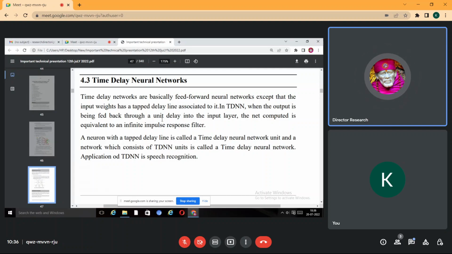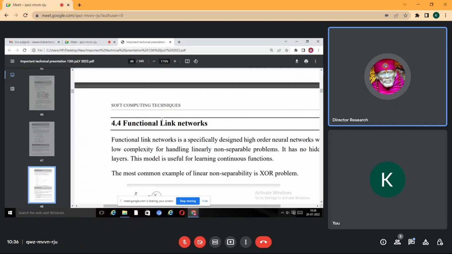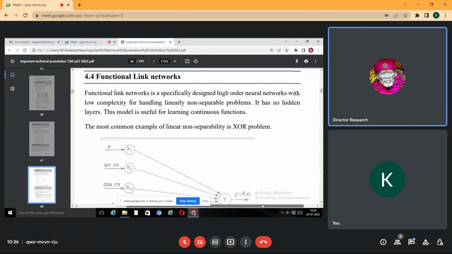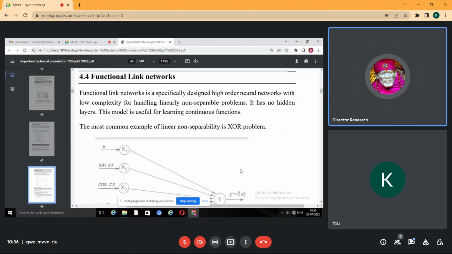Functional link networks, please see the diagram. Functional link networks are specially designed higher order neural networks with low complexity for handling linearly non-separable problems. It has no hidden layers. This model is useful for learning continuous functions. The most common example of linear non-separability is the XOR problem.